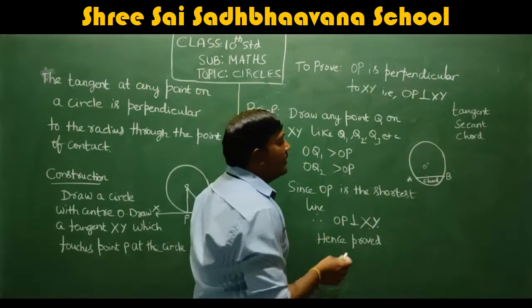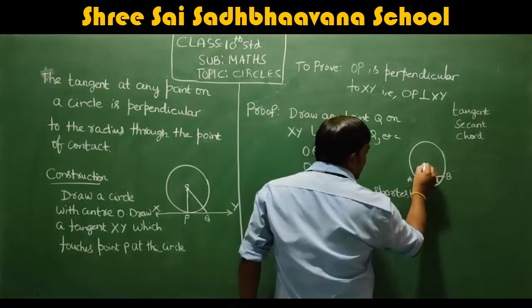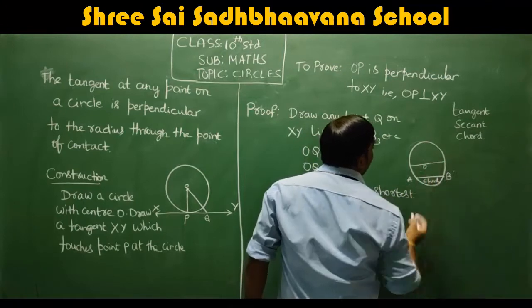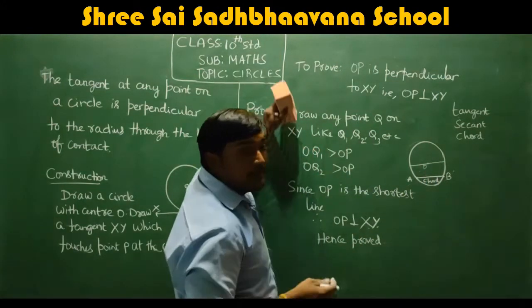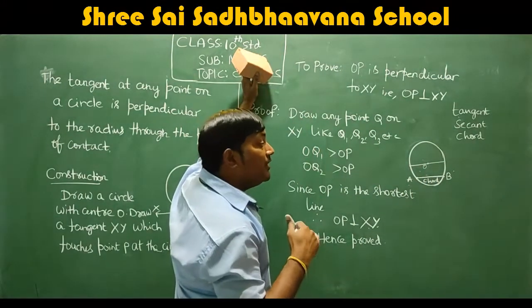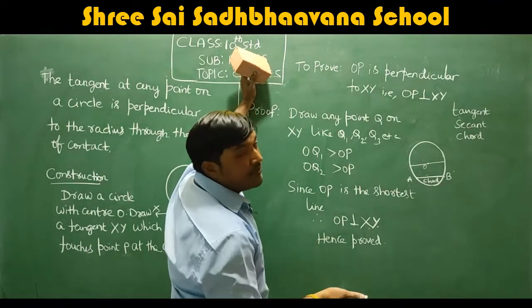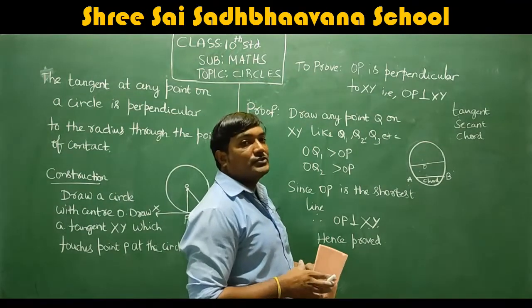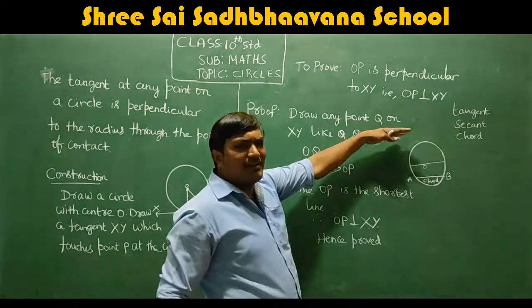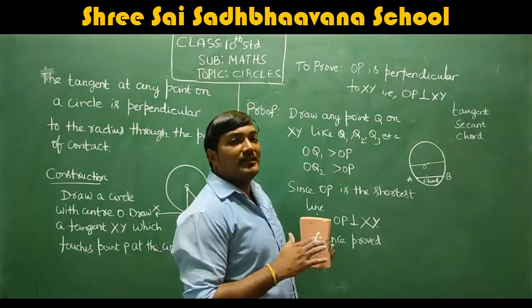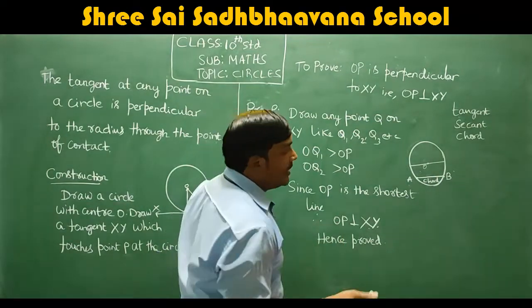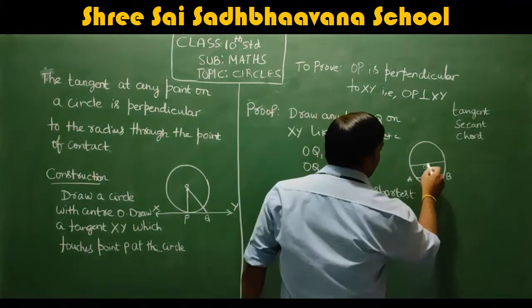So remember, diameter is the longest chord. Diameter is considered the longest chord present in the circle. Understood? Whatever other chords you draw are shorter than the diameter. That you have to remember.